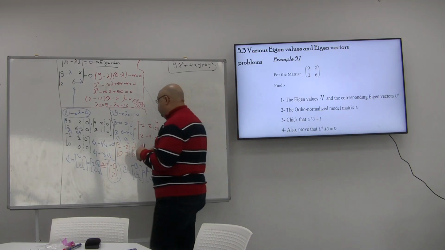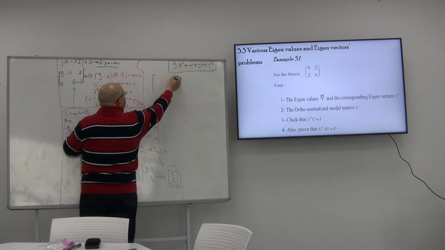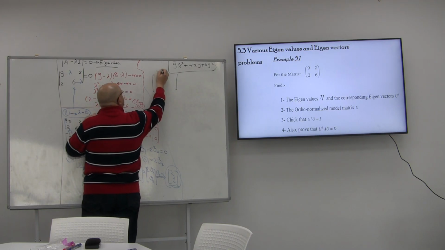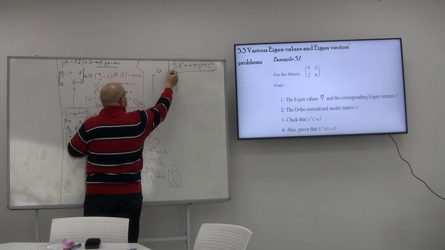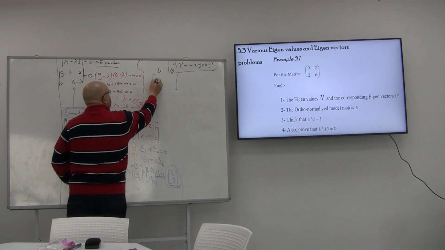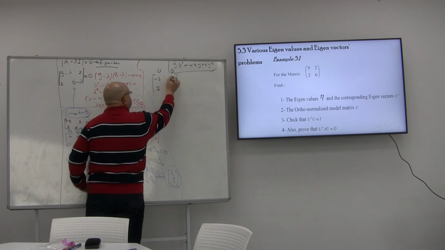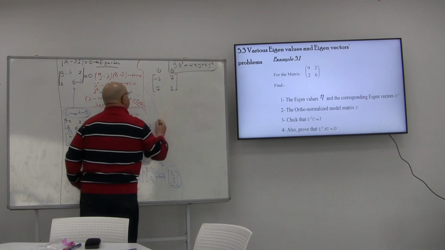Now I need to get the orthonormalized model matrix, or the orthogonal matrix, related to this given symmetric matrix. It's really very simple. All I have to do is to open a new matrix, and this matrix will contain the U1 in the first column and U2 in the second column. So for the first column, I will have negative 1 and 2. For the second column, I will have 2 and 1.